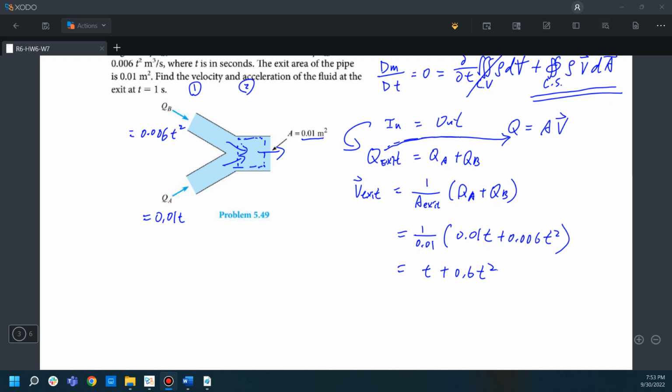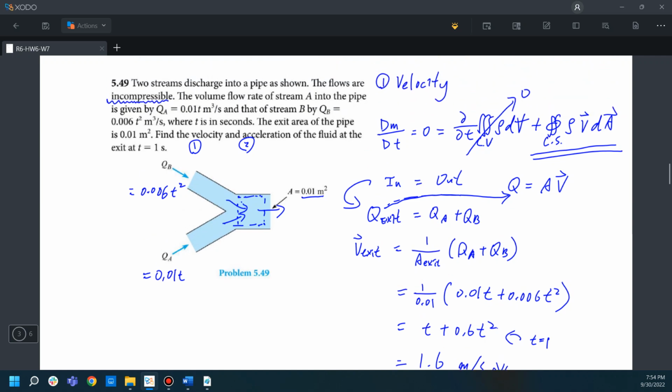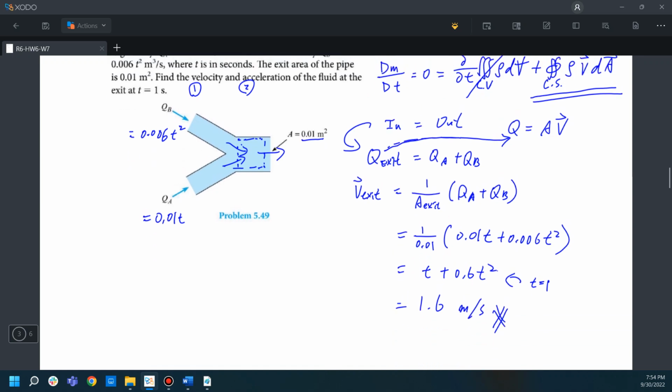So when we want to solve the velocity at t equal to 1, we plug t equal to 1 into this equation, and this gives us 1.6 meter per second. Okay, so that is for the velocity part. And now we want to solve for the acceleration.